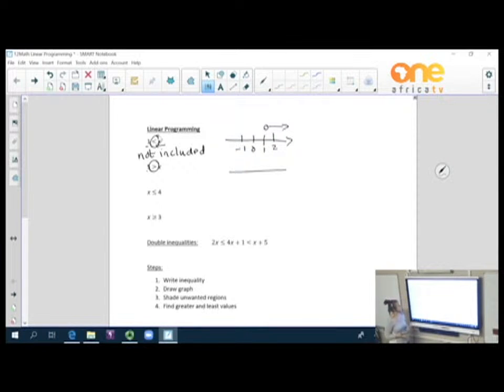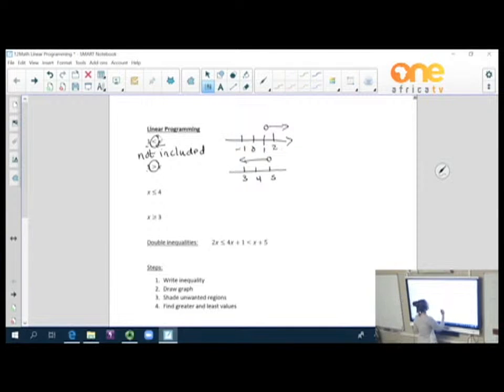So looking at the second one, where 5 is more than x. So 3, 4, 5, it does not matter which numbers you decide to choose. 5 is not included because it's only a more than, so it's an open circle, and x will go to the smaller side because 5 is more than x.